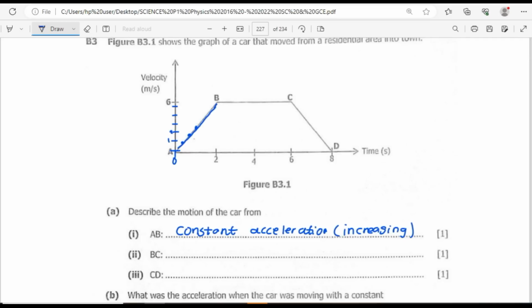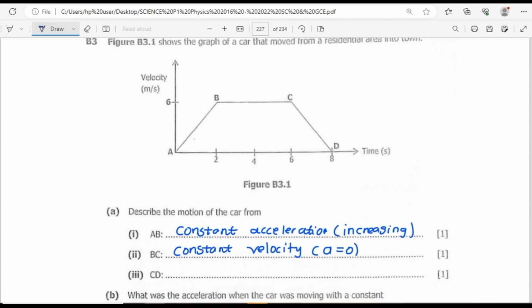Then for BC, we can see that we have the horizontal line which is parallel to the x-axis. Under this one we are going to have a constant velocity. Now what are we supposed to know when the velocity is constant? Then the acceleration must be equal to 0. Why? We know that acceleration is defined as the rate of change of velocity. So we only have acceleration when the velocity is changing. If the velocity is not changing, then the acceleration is 0.